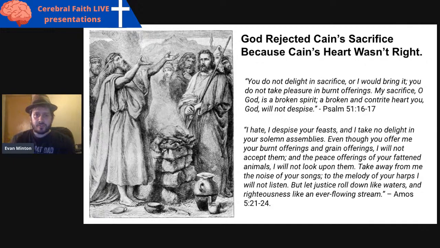And in Amos chapter 5, verses 21 to 24, we read, quote, "I despise your feasts. I take no delight in your solemn assemblies. Even though you offer me your burnt offerings and grain offerings, I will not accept them. And the peace offerings of your fattened animals, I will not look upon them. Take away from me the noise of your songs. To the melody of your harps I will not listen. But let justice roll down like waters and righteousness like an ever-flowing stream," end quote.